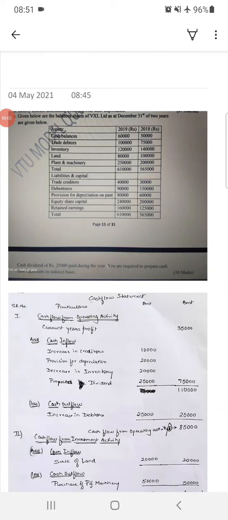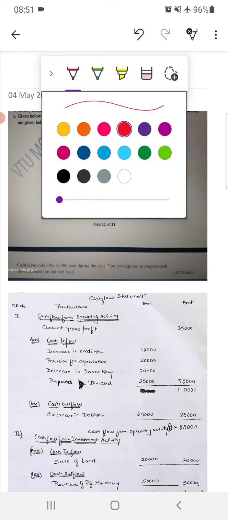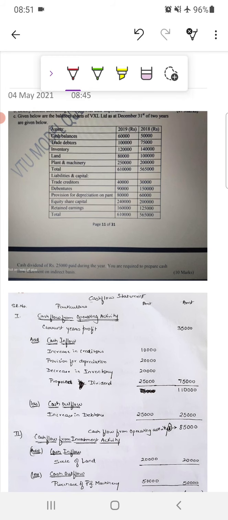Hello dear students, today we are going to solve another problem on cash flow statement. Now if you look at this particular problem, given below are the balance sheets of VXL Limited as at 31st December of 2 years.